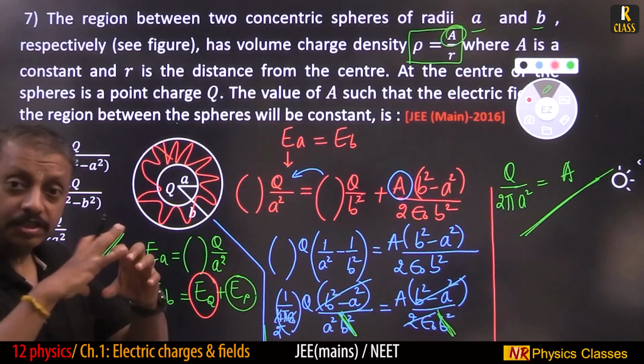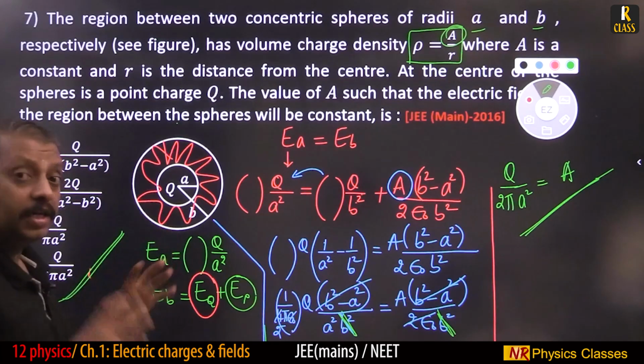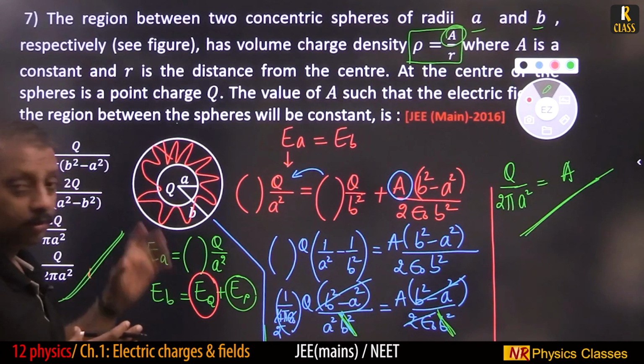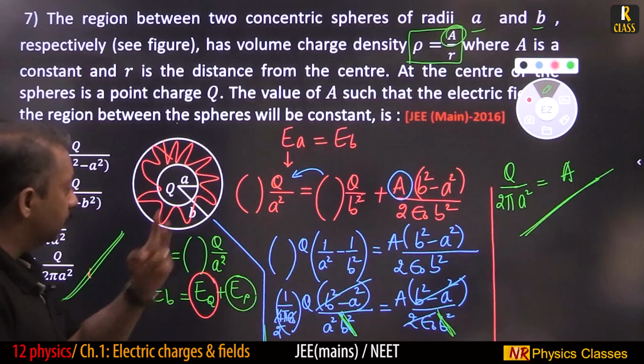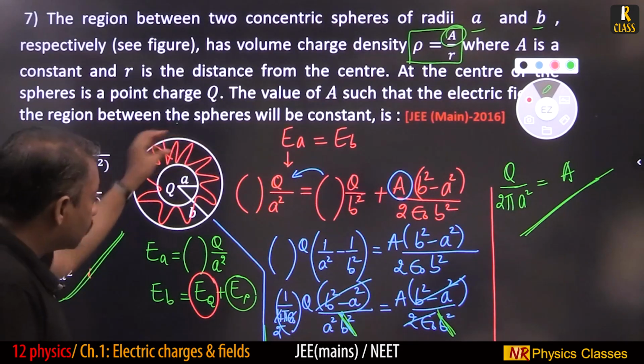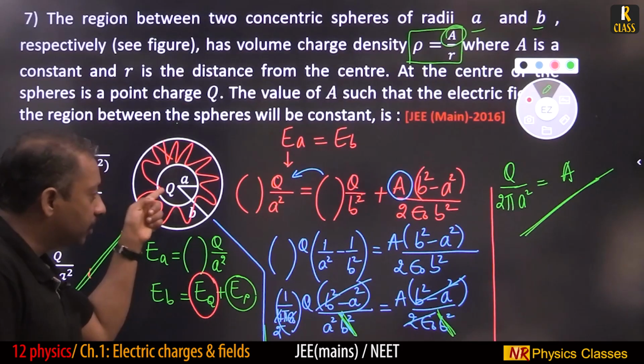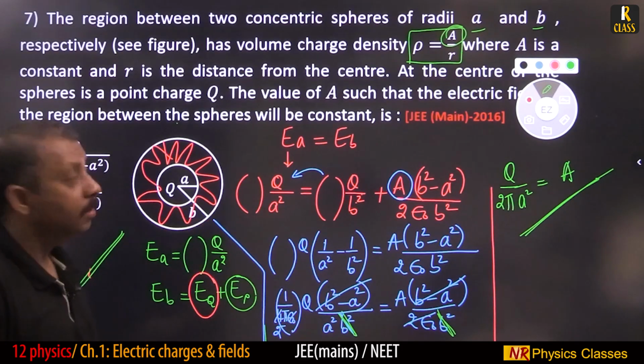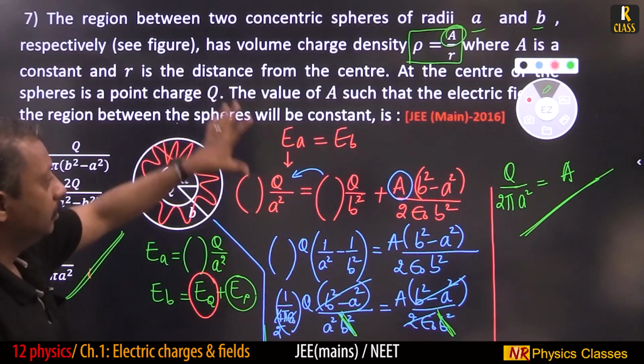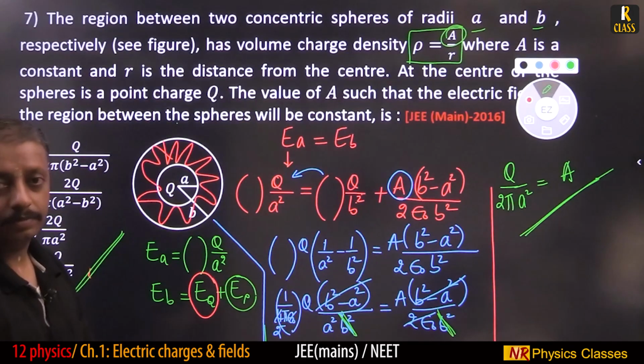So with respect to concentric spheres, we will understand how to solve this problem, how to get electric field. Next, because of just distribution of charge, how to get electric field. Because of just a point charge, how to get electric field. Many concepts can be learned from this problem.